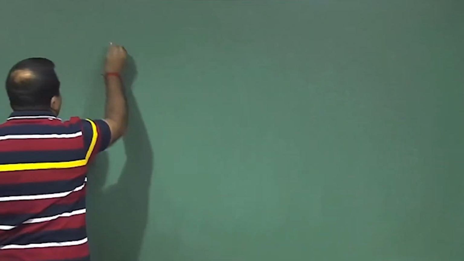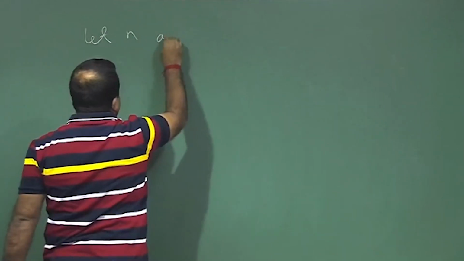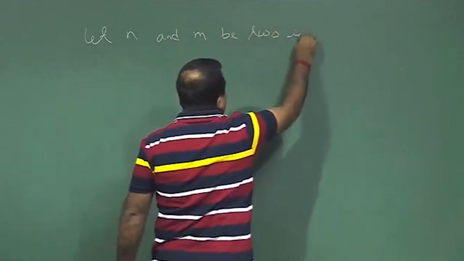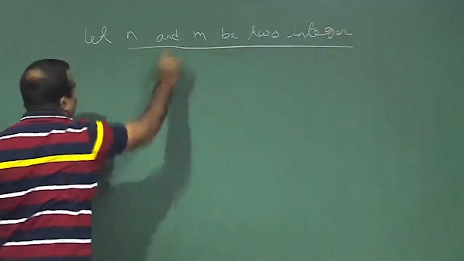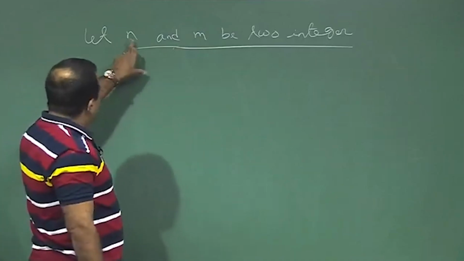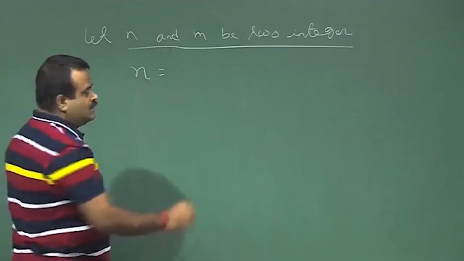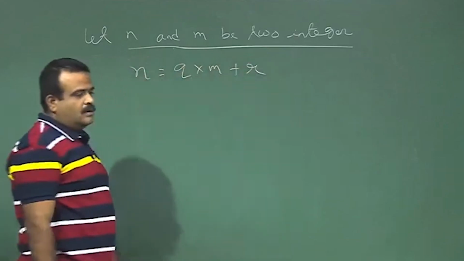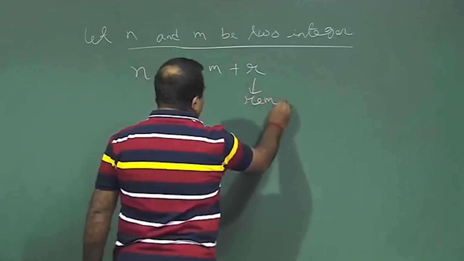Okay. Suppose we have two integers, let n and m be two integers. Then if we try to divide n by m, that means n can be written as q into m plus r, and this r is basically called the remainder.